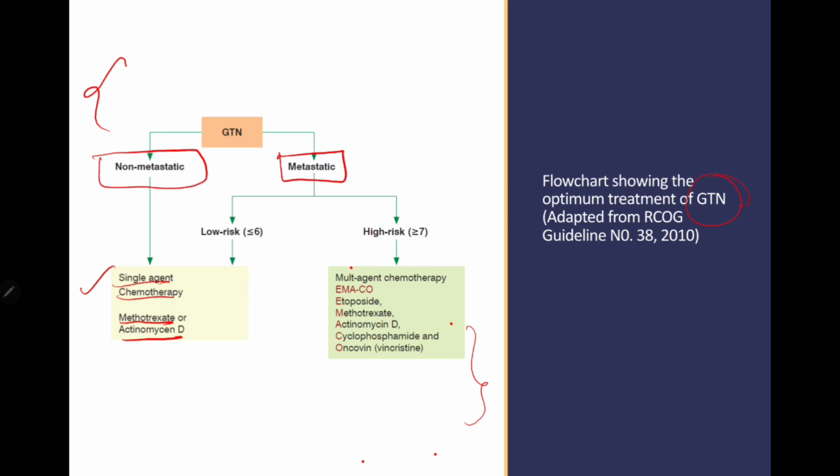Metastatic. Now metastatic, I am going to classify them as low risk, that is less than or equal to 6. High risk, that is more than or equal to 7. So low risk means, again I will be giving a single agent chemotherapy involving methotrexate and actinomycin D. In case of high risk, more than or equal to 7, there is a multi-agent chemotherapy. This multi-agent chemotherapy, the mnemonic is EMA-CO.